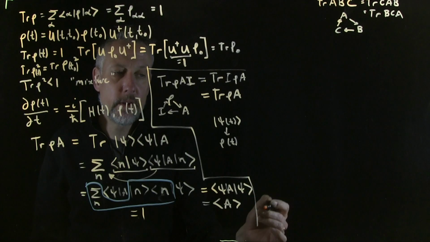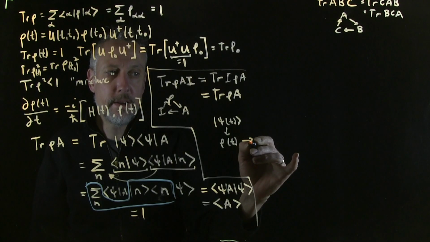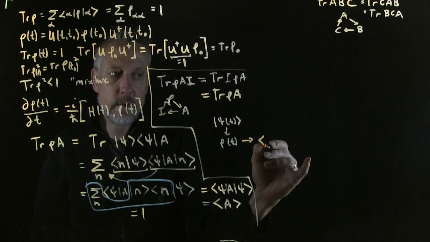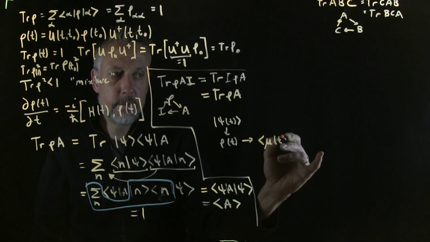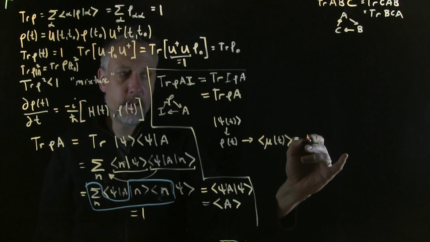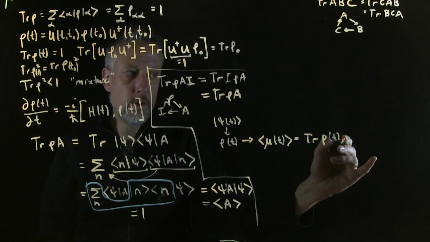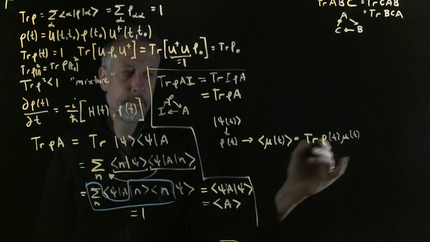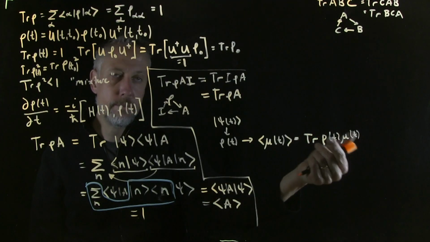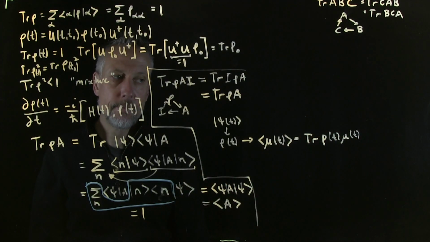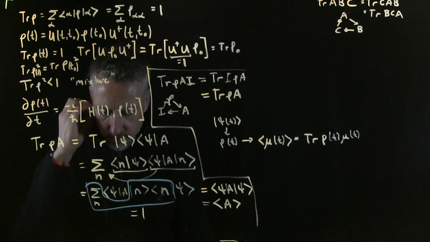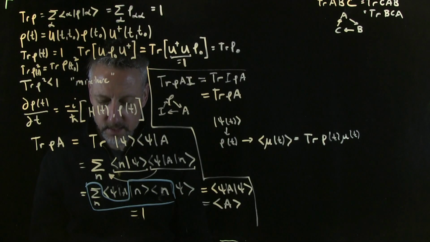Well, what's the most important operator in spectroscopy? The dipole moment. So we now know that mu of t is nothing other than trace rho of t mu of t, or trace mu of t rho of t. It doesn't matter. That's the interesting thing about traces and using them to calculate expectation values.